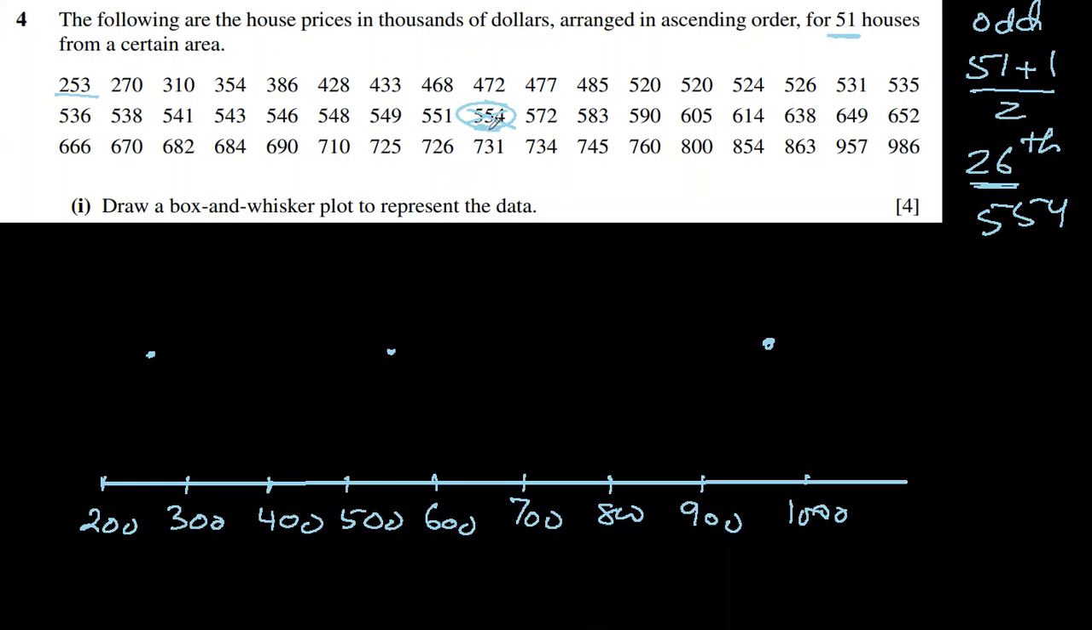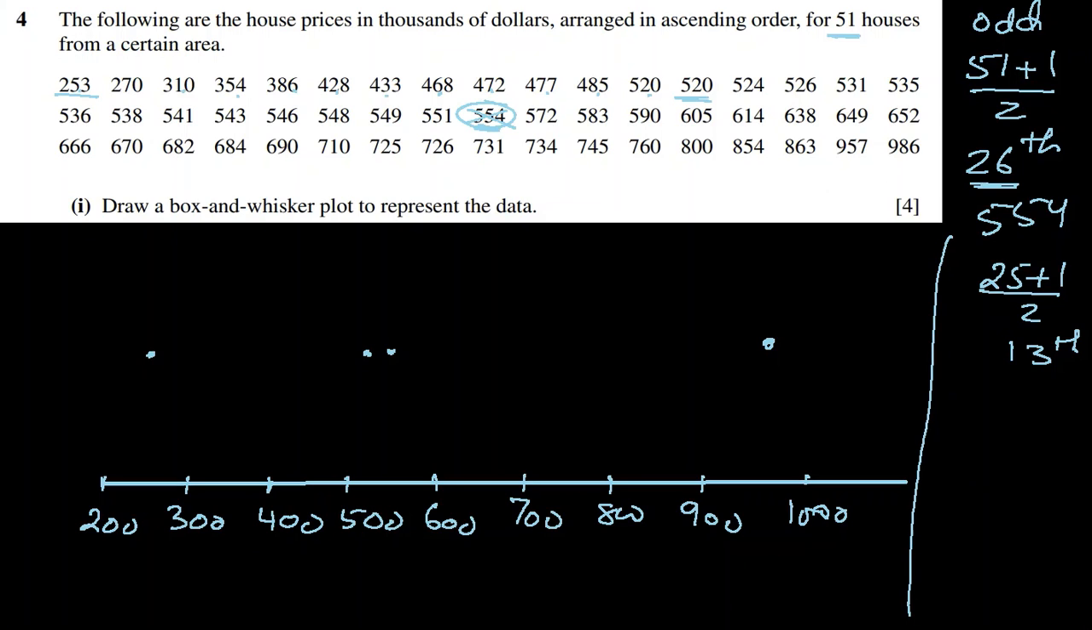So this was the 26th. That means there are 25 numbers less than it. 25 is again an odd number. So we will add 1, divide by 2, which is 13, so the 13th number will be the lower quartile. So 1, 2, 3, 4, 5, 6, 7, 8, 9, 10, 11, 12, 13, 520. 520 will be the lower quartile, which will be very close to 554 here. And now we're left with the upper quartile.